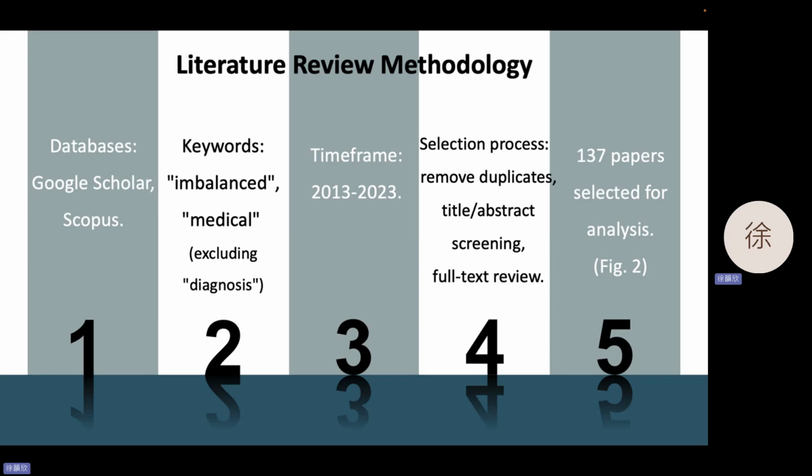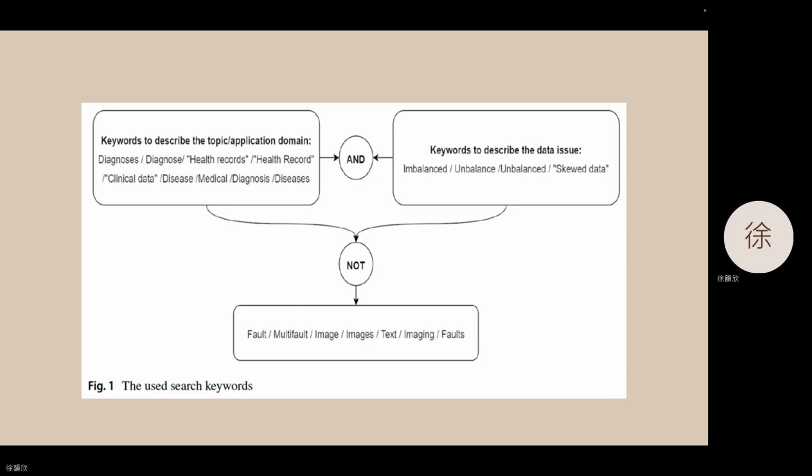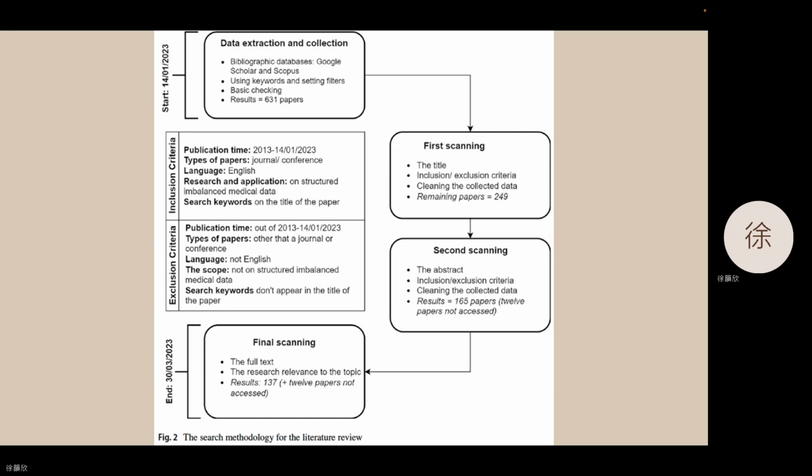So the figure 1 and figure 2 literature search flow chart illustrate how we selected 137 papers for analysis from the hundreds of papers initially found. And this is the keywords. So after removing duplicates, screening titles and abstracts, and full reading, we finally select 137 papers for analysis.